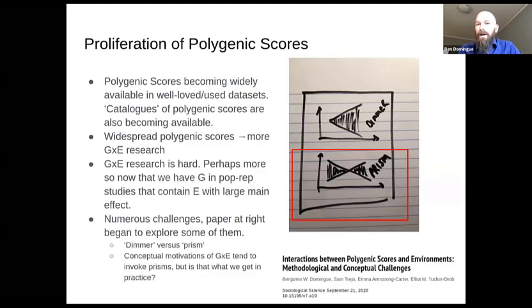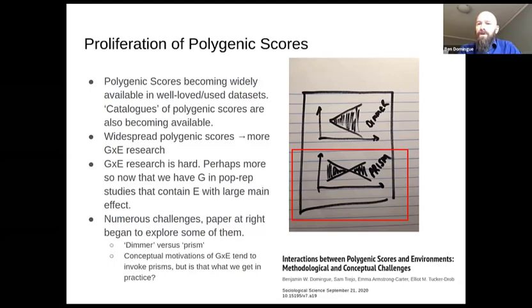Now, that's fine, but I think fundamentally G/E research is quite hard. And I think it's going to be even harder now that we have genes measured in population representative studies that contain environments with very large main effects. So when G/E was primarily being done in twin studies, oftentimes the environments under consideration had relatively small main effects, whereas the environment I'm going to talk about today is primarily going to be birth year, and that's an environment with a really big main effect that offers opportunities and challenges.